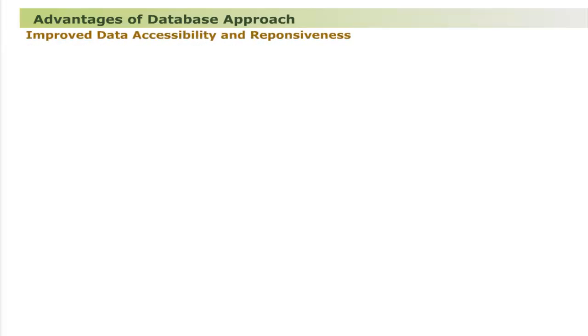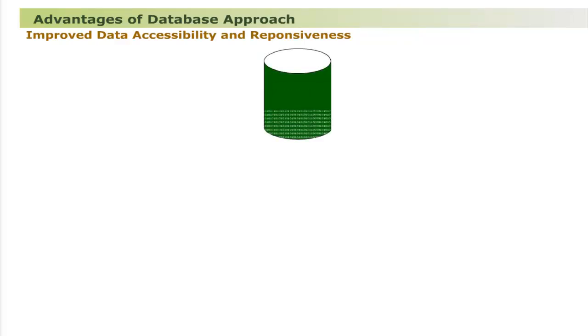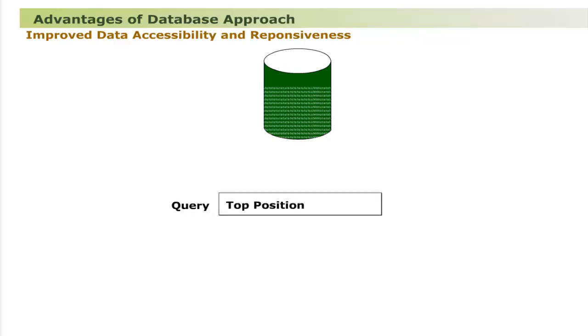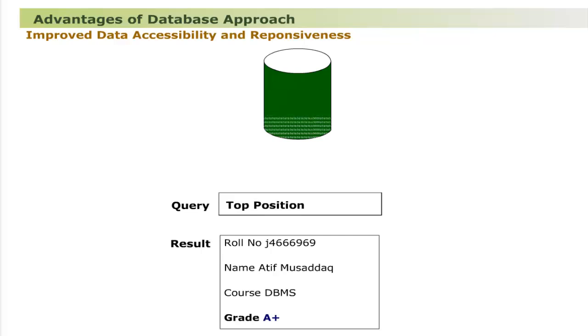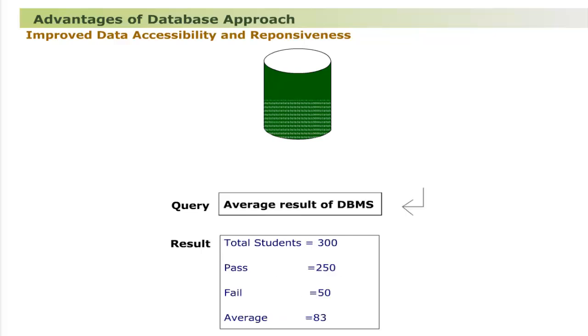Improve data accessibility and responsiveness. Dear learners, as you know, the data is stored for a reason: it must be available when needed in various forms. The user requirements may have many forms related to stored data. For example, the head of department needs to know the top position in a particular course. Next moment, he may need to know the average result of that course. The data once stored in a database can be quickly accessible and can be manipulated accordingly.